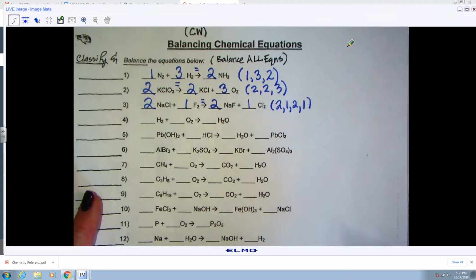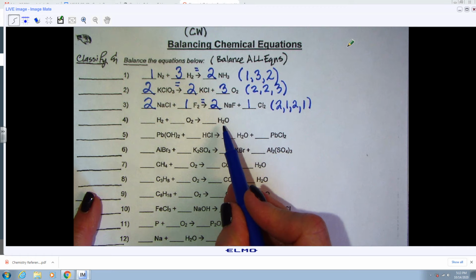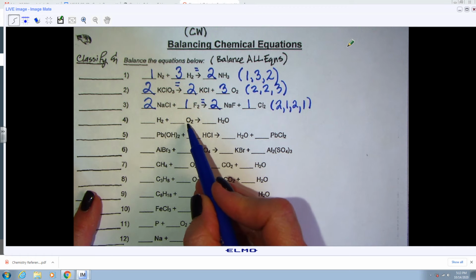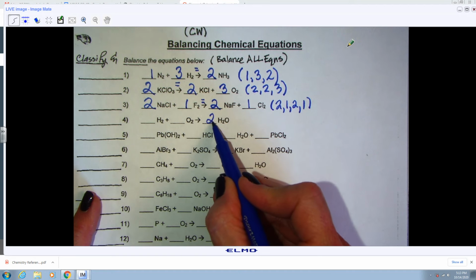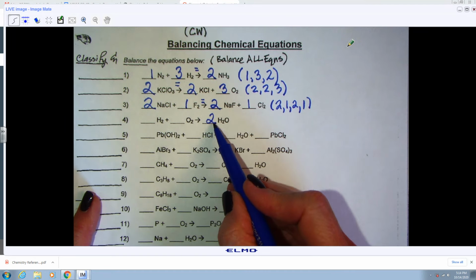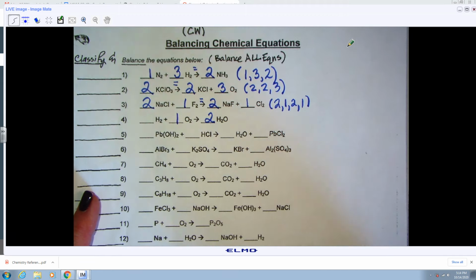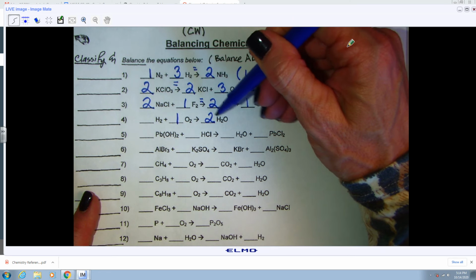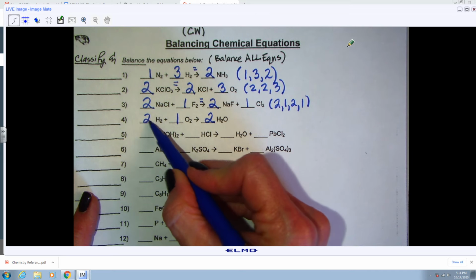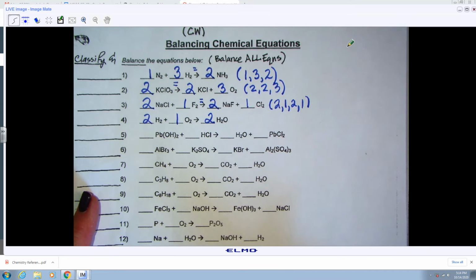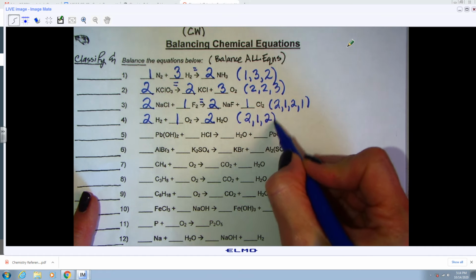Let's look at number 4. Right now, I have 2 hydrogens here and 2 hydrogens on this side. So they're balanced right now. I have 2 oxygens here, but only 1 oxygen here. So I should put a coefficient 2 in front of the water. That's going to give me 2 oxygens, and 1 times 2 is 2 oxygens. But notice it did change my hydrogens, so I have to go back and double check those. 2 times 2 is 4 hydrogens. So we're going to put a 2 here. 2 times 2 is 4 hydrogens. That balances the equation. 2, 1, 2. Balances number 4.